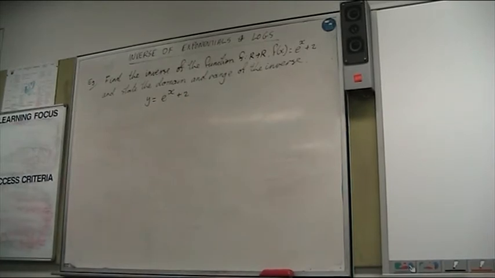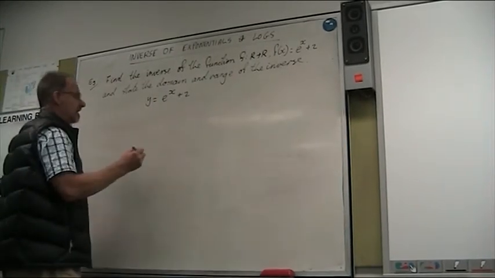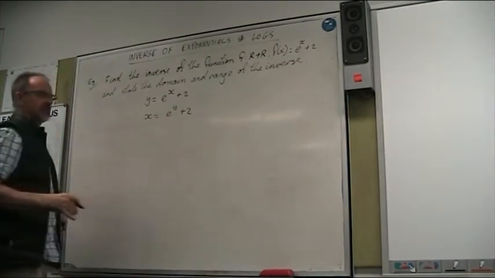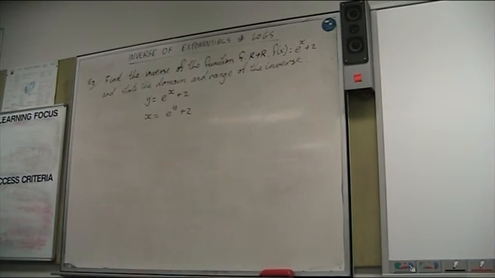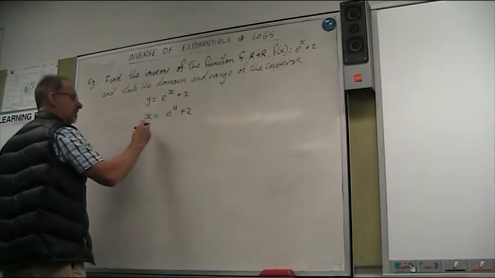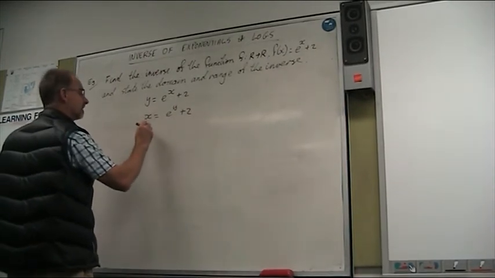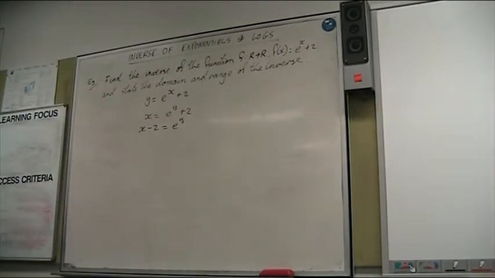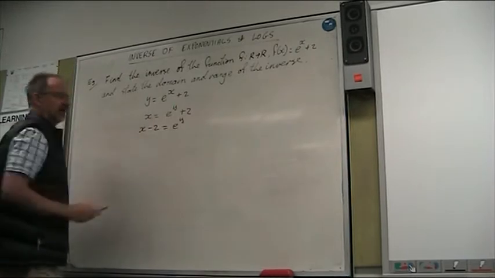Alright, so if we write it like this, y equals e to the x plus 2. Same as anything else when we're working out the inverse, we swap the x and y and then we rearrange. So x equals e to the y plus 2. Now we've got to rearrange to get y equals. First step would be to move that 2, and we do that by subtracting it.